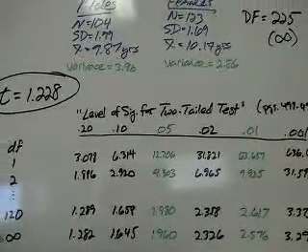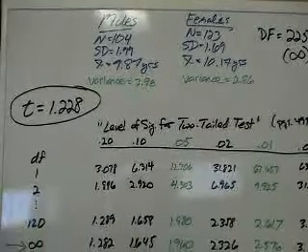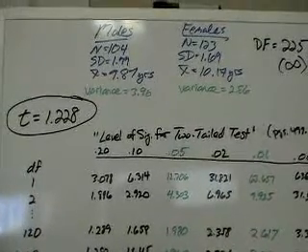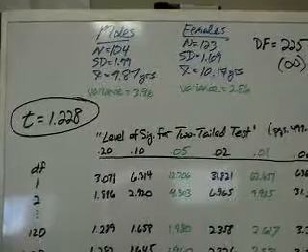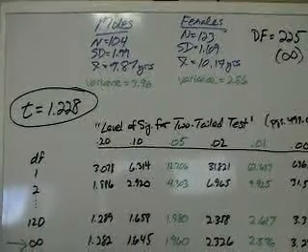So we accept the null hypothesis and say, with regard to average age that boys and girls started smoking in this sample, they're basically the same. And the differences we see are only due to chance.